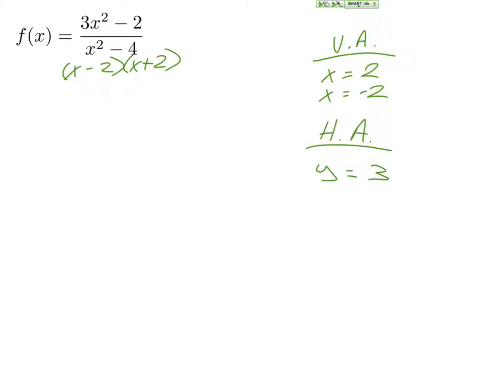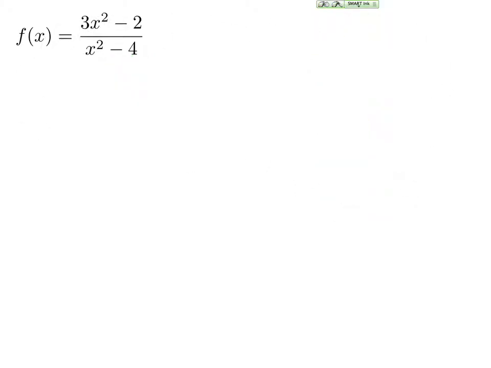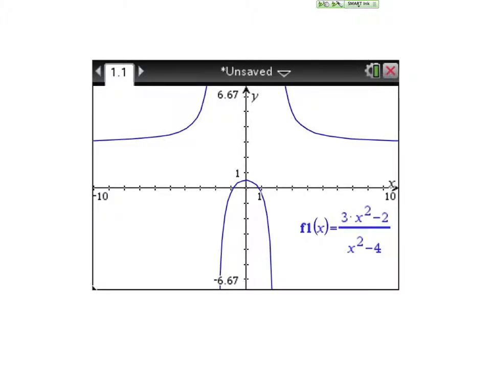All real numbers except x equals 2 and negative 2. Very good. Yes, I'd like that written down. So let's see what this looks like graphically. Okay, I've got it graphed already. So here's our graph. What were our vertical asymptotes?